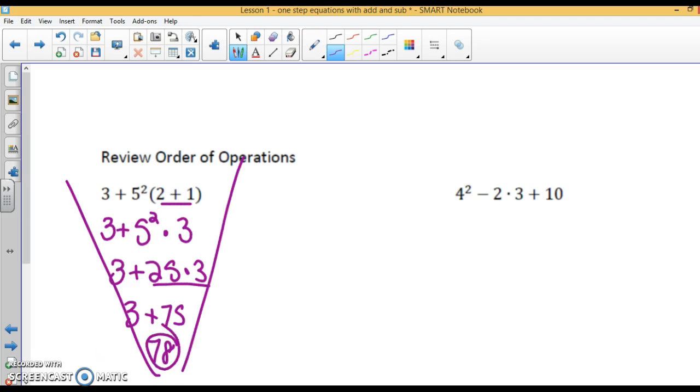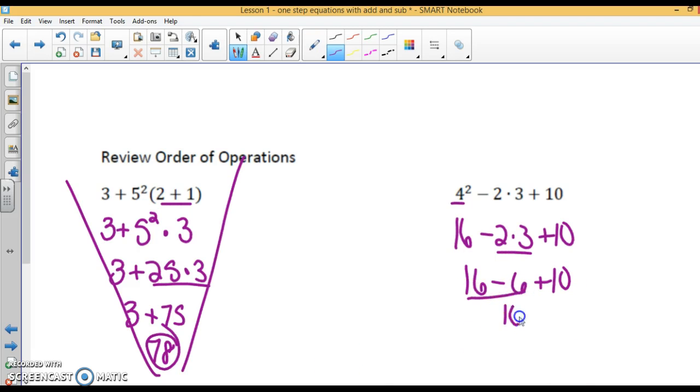All right, order of operations here. There's no parentheses, so I need to do exponents first. So I'll have 16 minus 2 times 3 plus 10. My dear is multiply and divide, so 16 minus 6 plus 10. Add and subtract, I can work left to right. 16 minus 6 is 10, plus 10 is 20. There's your answer.